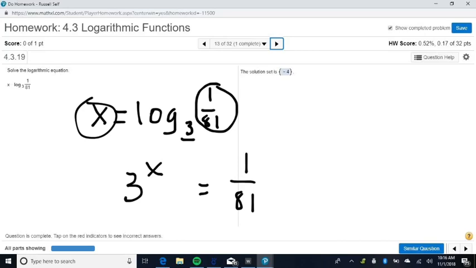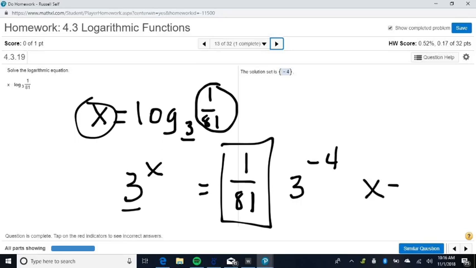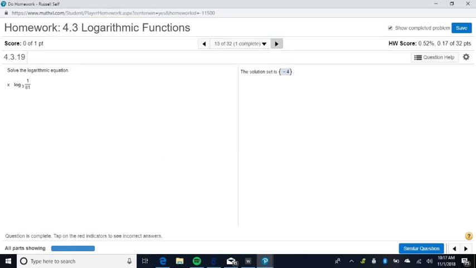Okay, so we need to change the 1 over 81 into some power of 3. Because it's 1 over, I know that it's going to be a negative power. And we just have to think, what power would you put on a 3 to turn it into an 81? So that's going to be to the 4th power. Then just set the exponents equal. Sorry, I was thinking that was in the other spot, but it wasn't. Okay, here we go. This is what I was looking for.